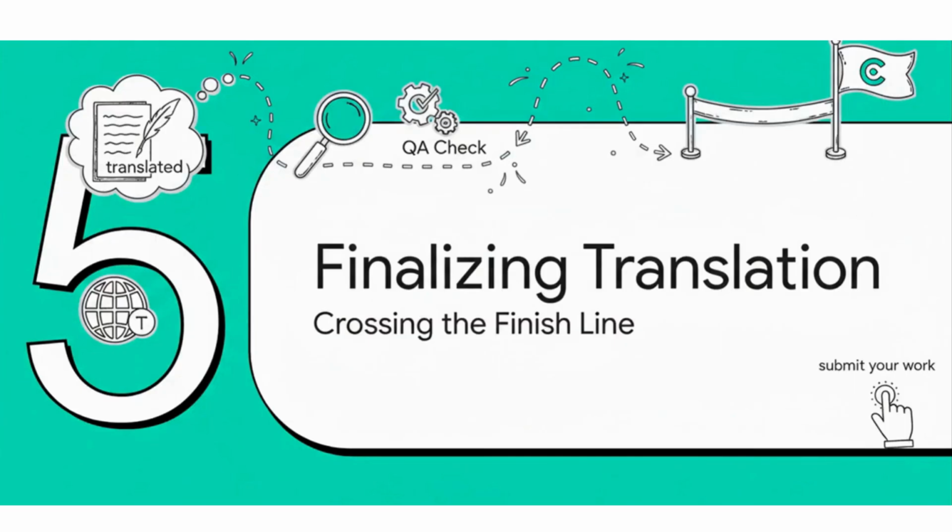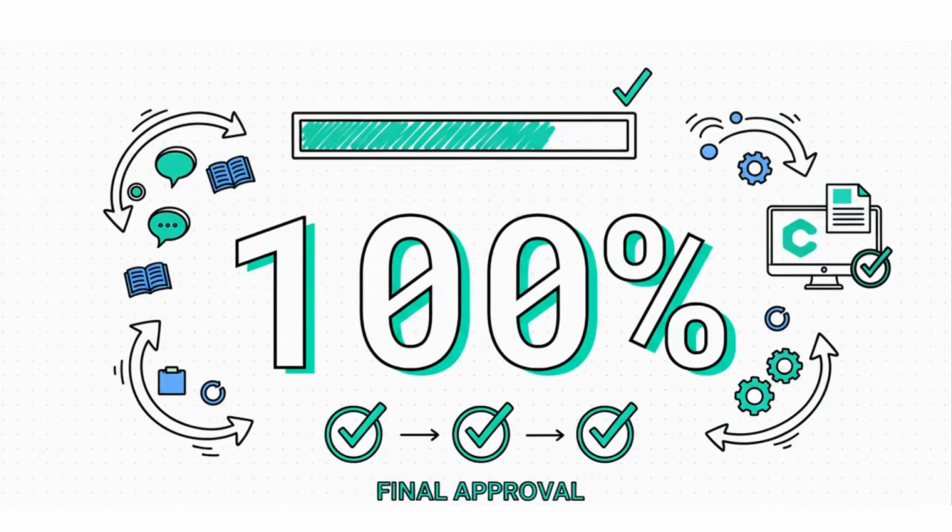So, you've translated the text, you've followed the term base, you've run the QA check, you are right there at the finish line. Let's just cover the one last checkpoint before you can finally submit your work. And here it is, the single most important requirement. Before you submit, that project progress bar has to say 100%. This is the final check. It means every single segment has been translated, checked, and approved. No loose ends, nothing missed.